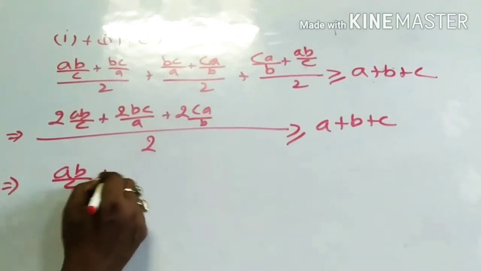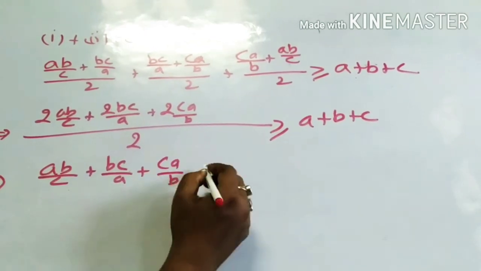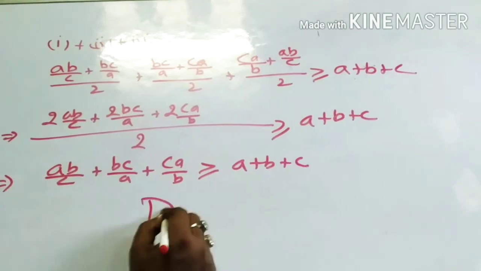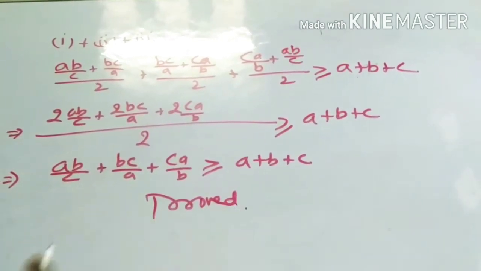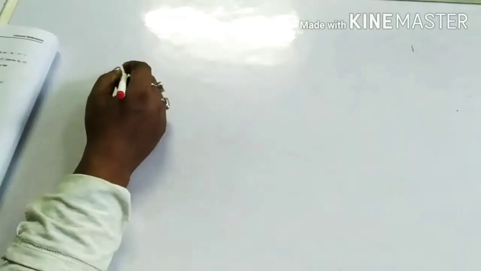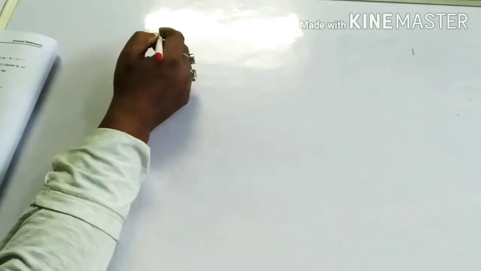AB by C, BC by A, CA by B is greater than or equal to A plus B plus C. This is it. Question number 3.